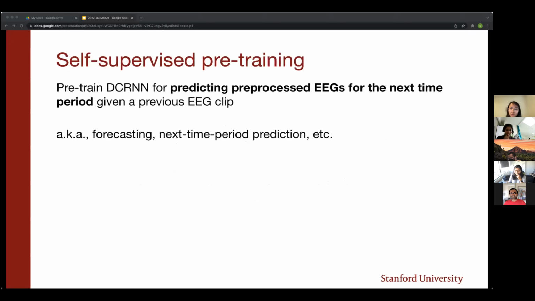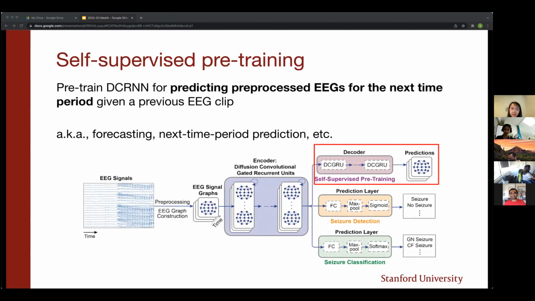We also propose a self-supervised pretraining strategy, which is to pretrain the DCRNN or the graph model for predicting the preprocessed EEGs for the next time period, given a previous EEG clip. You might have seen this method called forecasting or next time period prediction. The model has an encoder-decoder or sequence-to-sequence architecture, where the encoder and decoder have several stacked diffusion convolution recurrent layers.